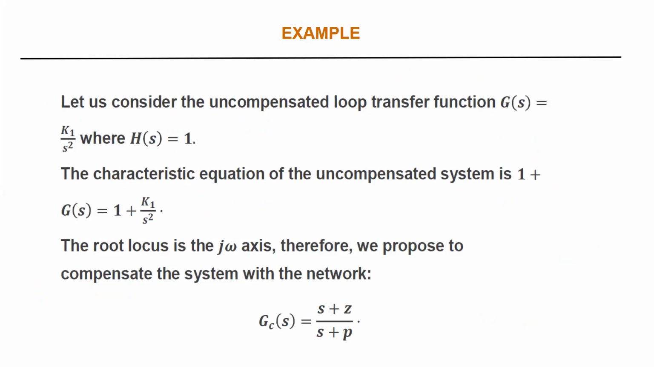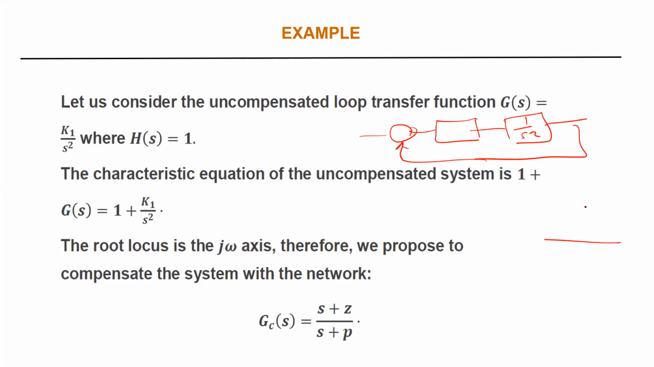Suppose I have a system 1 over s squared in here. Okay, and I would like to put a compensator. Okay, what are the poles of the open loop system? And where do I position them? What are the poles of the open loop system? A double pole at 0. I have 2 of them.